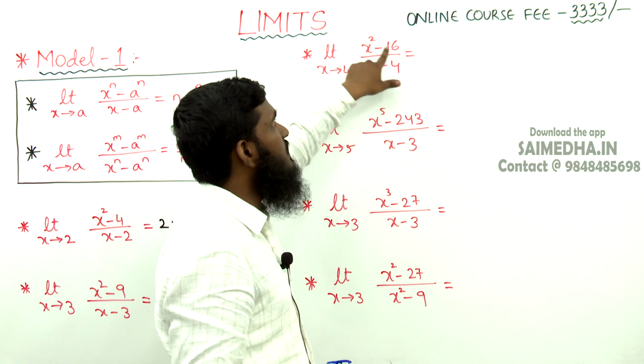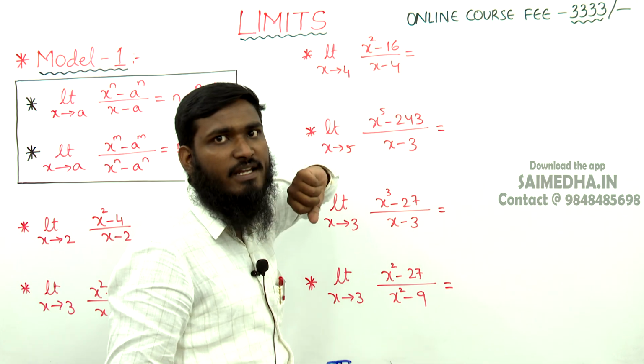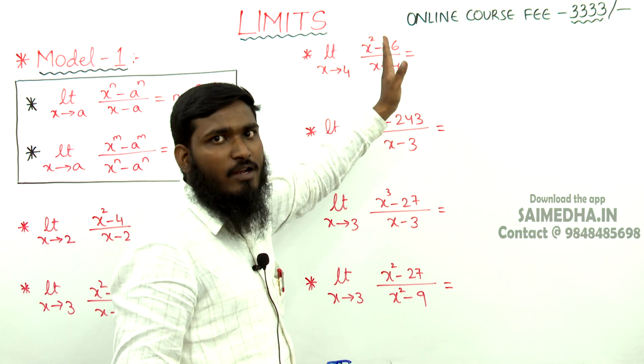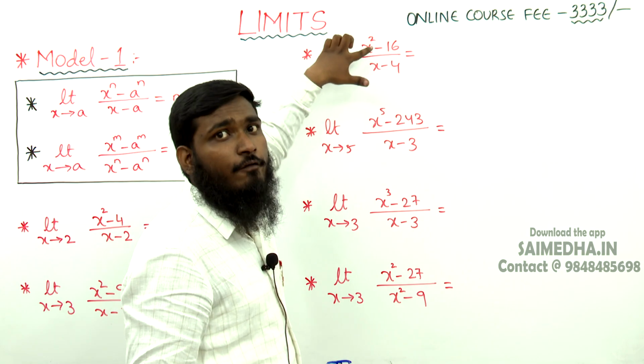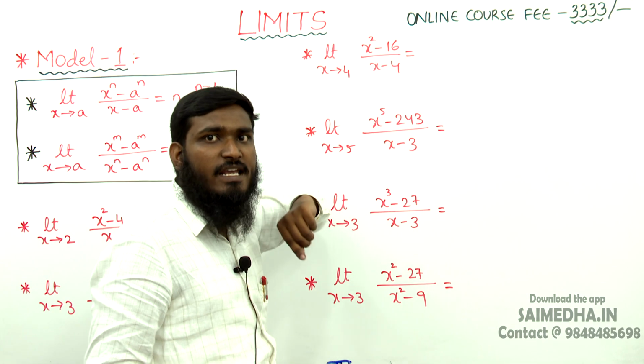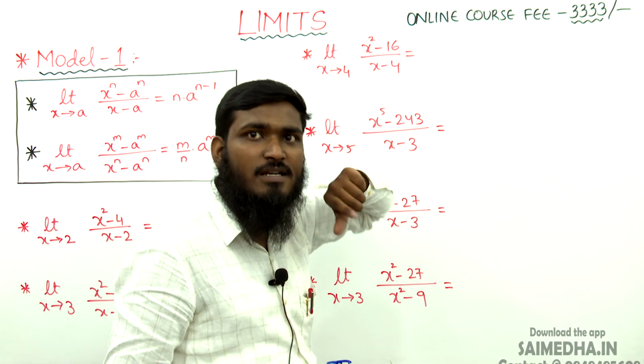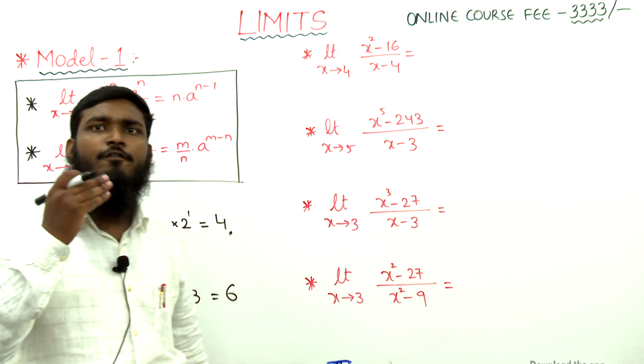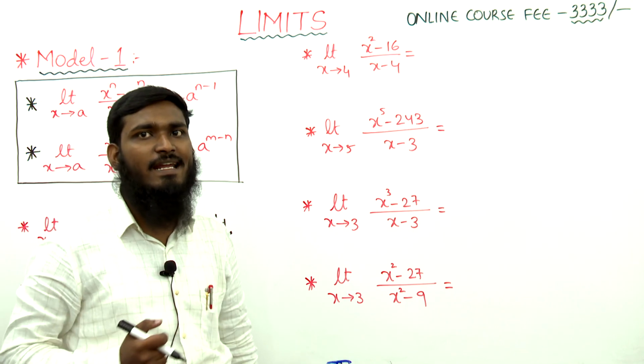Limit x tends to 4, (x square minus 16) divided by (x minus 4). Suppose you substitute the x value directly, what will happen? 4 square is 16. 16 minus 16 means 0, divided by 4 minus 4 means 0. Again it is becoming the form 0 by 0, which is an indeterminate form.